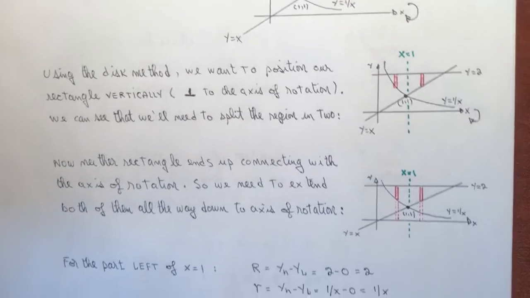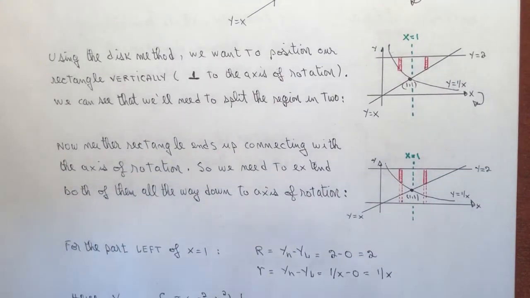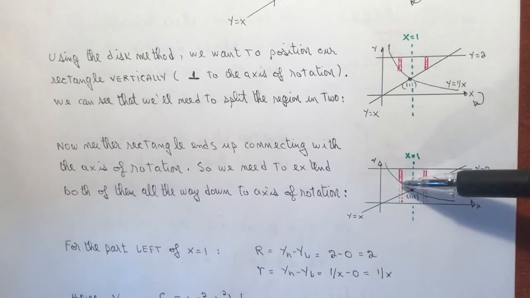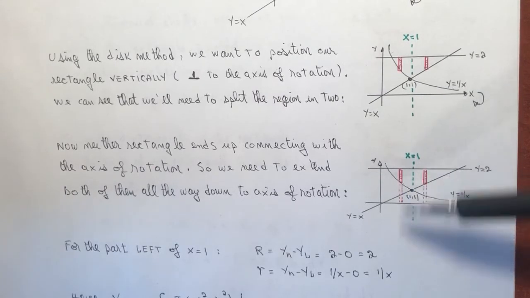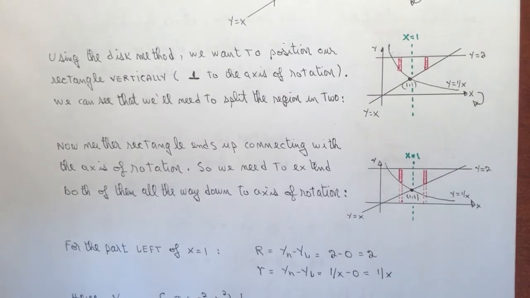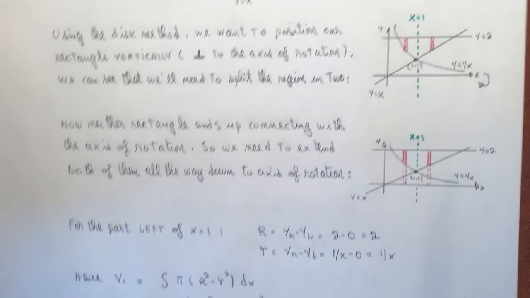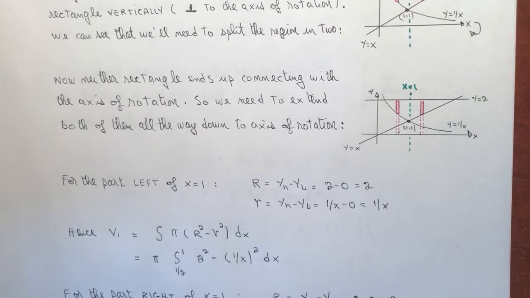So let's take a look at the first part, the one that is to the left of x equals 1. What's the big R? Well, it's y high minus y low. So the big R is 2 minus 0, so it's 2. Little r, for the first region, goes from the rational function to the axis of rotation. That rational function is 1 over x, so 1 over x minus 0, giving us the following volume.